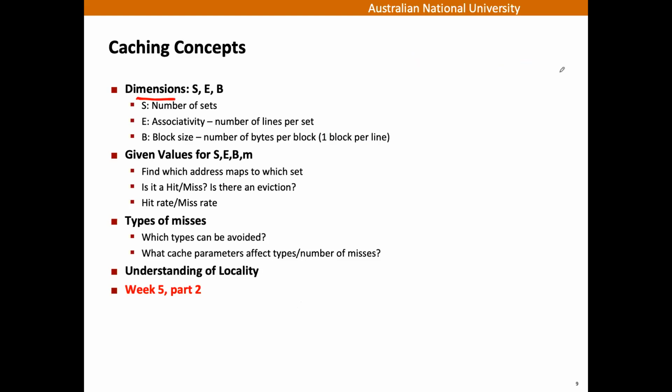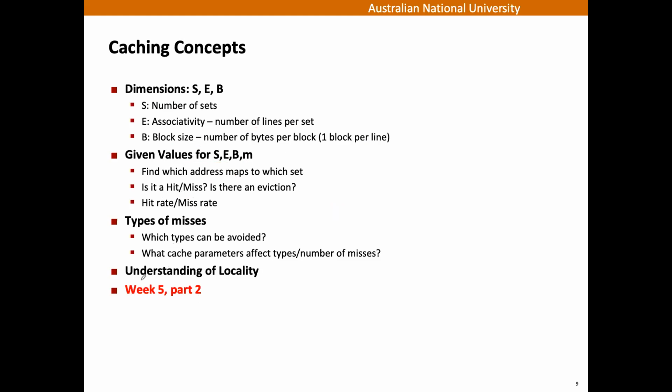Associativity, block size. What are these? Given these values, can you tell us where an address maps to? Is it a hit or a miss? Types of misses. We had the 3C model: capacity misses, cold misses, conflict misses. Week 5, part 2, we did an elaborate exercise where we had the simple memory system. That is very important, very important.